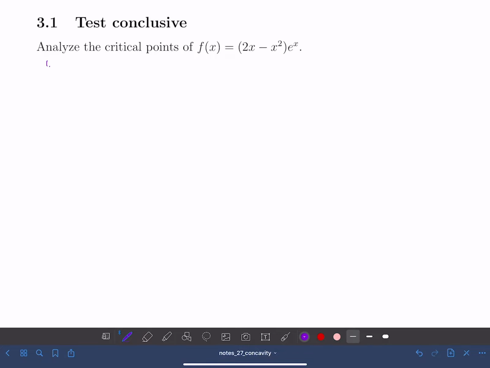Our first step is we're going to find the critical points. That's where f prime equals 0 or undefined. That means I need f prime, and let's use the product rule on our function. I'm going to have 2 minus 2x times e to the x, plus 2x minus x squared times e to the x.